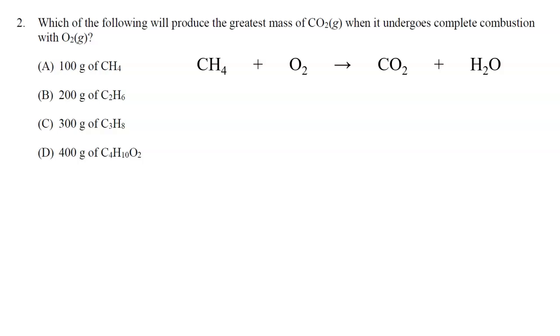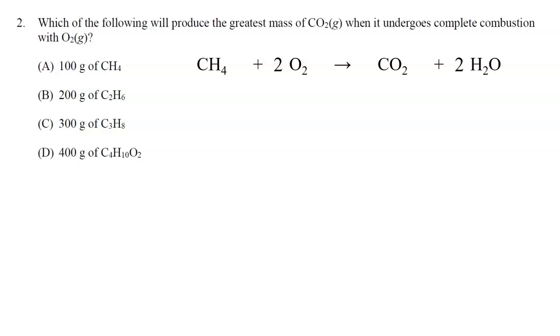This is an unbalanced chemical equation. So I see 4 hydrogen atoms on the left, so I will put a 2 in front of the H2O to balance the hydrogen atoms. Now I see a total of 4 oxygen atoms on the right, so I will put a 2 in front of the O2. Now I'm going to write 3 additional balanced chemical equations for the complete combustion of the compounds in choices B, C, and D.